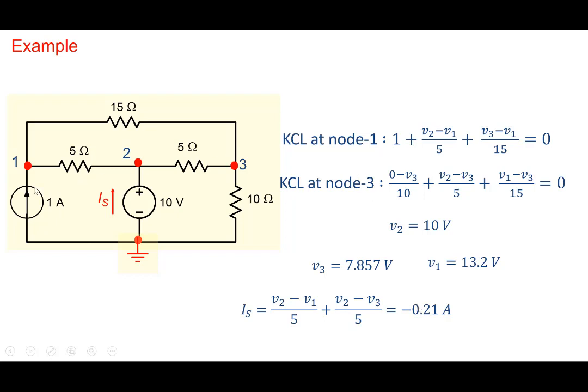So we see that given a circuit like this, we can apply the nodal analysis method to arrive at the answers that we are looking for. And so we have all the node voltages, and if you would like to know the current going through the 15 ohm, the 10 ohm or the 5 ohm, you can get all of that very easily once you have all these voltages.